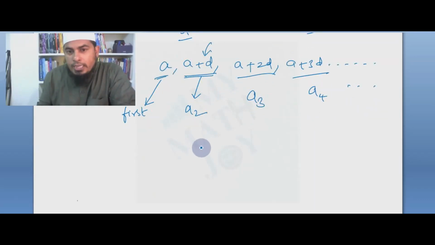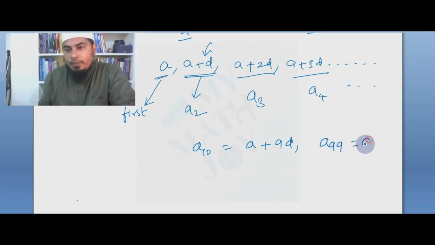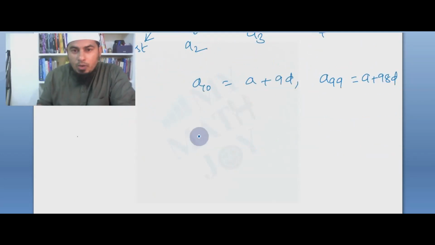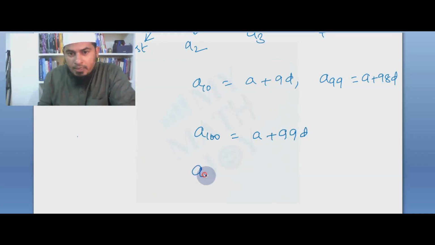If I want any 10th term, it will be A plus 9D. If I want the 99th term, it will be A plus 98D. And if somebody wants the 100th term, it will be A plus 99D. By seeing this scenario, if somebody can imagine what the nth term will be, just see here.